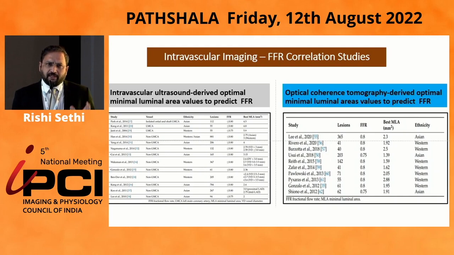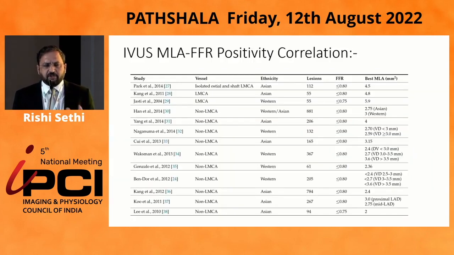Now, numerous trials have tried to address this whole issue of trying to find an equivalent MLA which corresponds to an FFR positivity. The data with intravascular ultrasound is a little larger than the OCT, but essentially we have found those clinical trials of intravascular imaging that have tried to find some correlation between a mean cutoff MLA with FFR positivity. And when we try to do that, we have to remember there are many caveats to it.